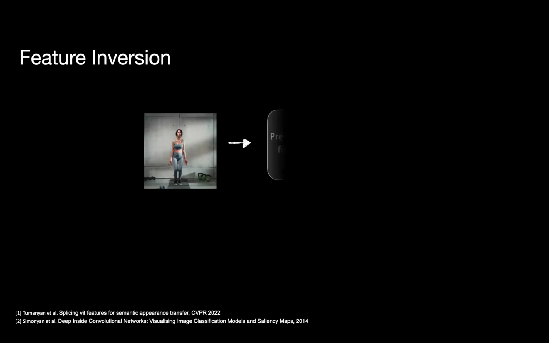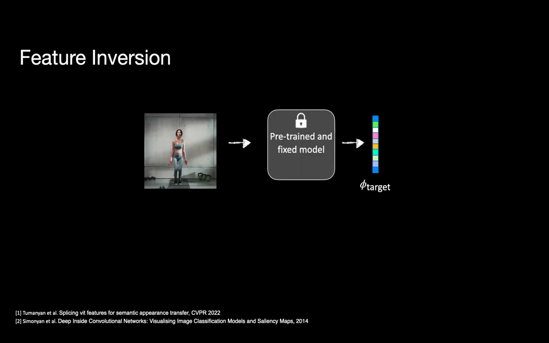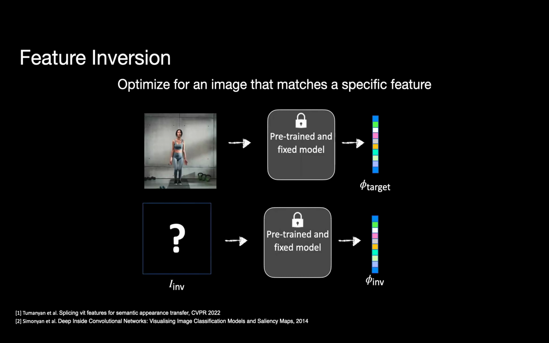And now, in order to gain a better understanding of these features, we adopted this technique of feature inversion that was originally suggested in the context of understanding classifiers. So very briefly, in feature inversion, we have a pre-trained model, and we have some input. We feed the input inside the model. We extract some target features. And now, in order to understand what these features encode, our goal is to optimize for an input, such that when we feed it inside the model, we'll obtain the same matching target features.